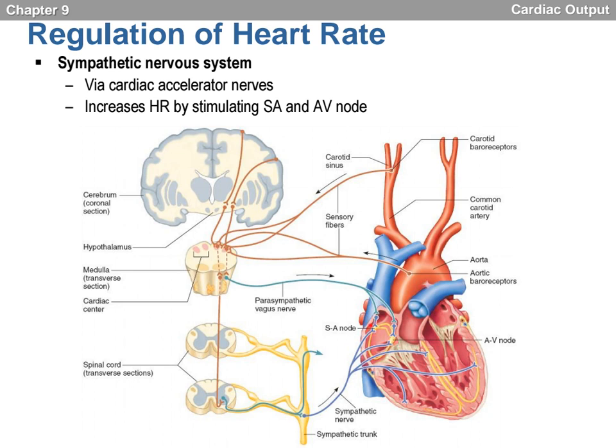Now, the SA node is the pacemaker, so this will increase the heart rate, and the effect on the AV node is a little more subtle, but it will decrease the conduction time at the AV node. And this is necessary when the heart rate increases. You need less of a delay at the AV node.